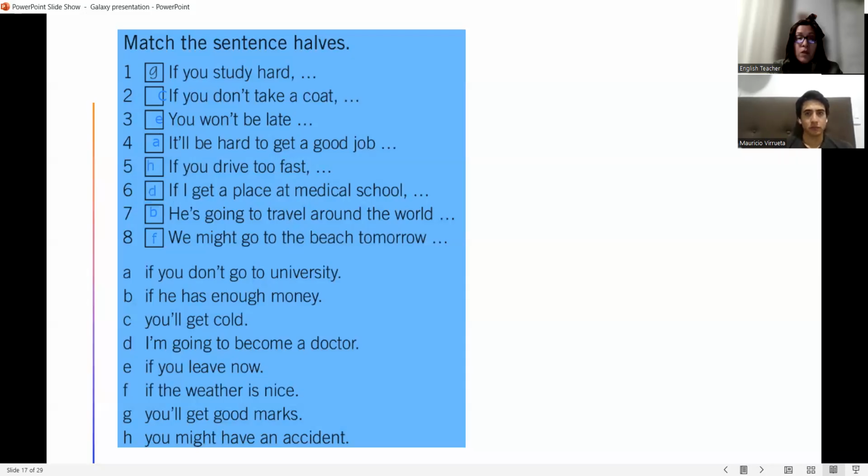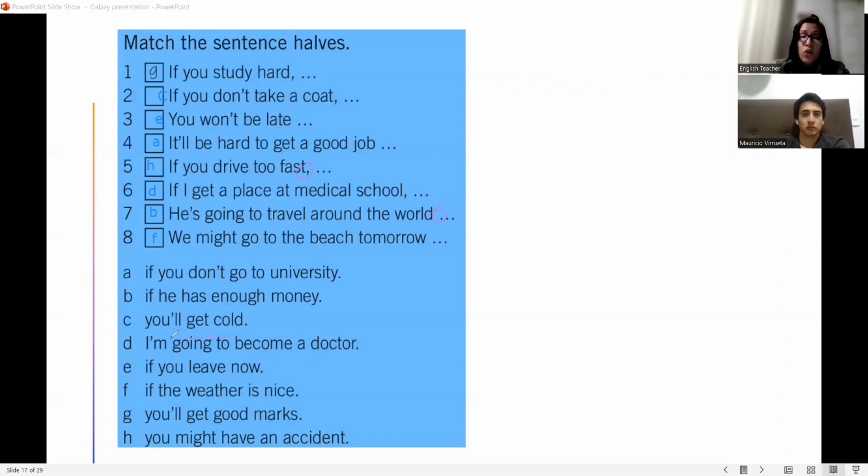So if you don't take a coat, you'll get cold. You won't be late if you leave now. Remember that you can use the conditional at the beginning or at the end. If you use it at the beginning, you need to use a comma. If you use it at the end, you don't use a comma. That is the only difference, but you can use it at the beginning and at the end.